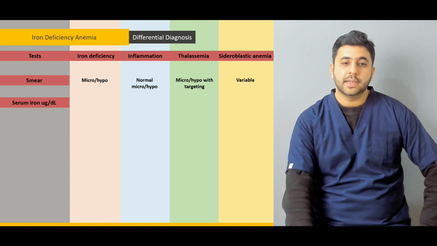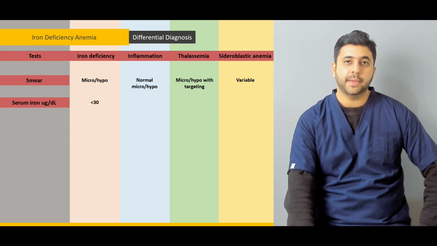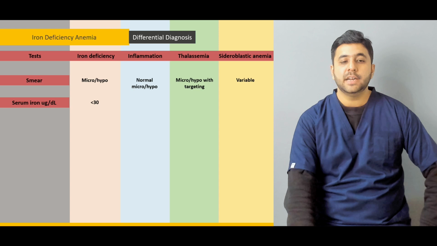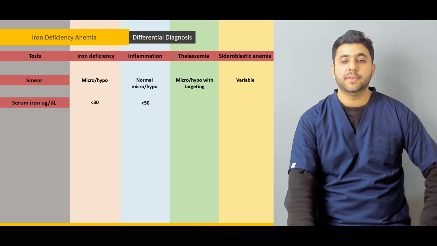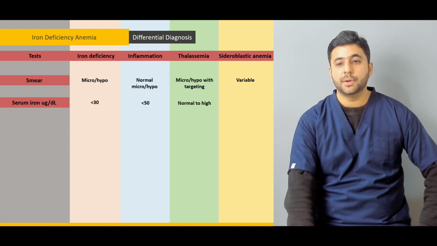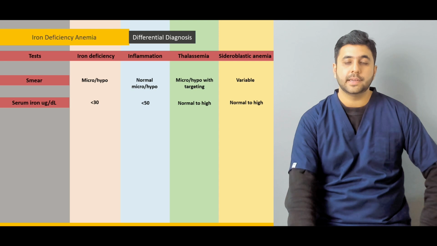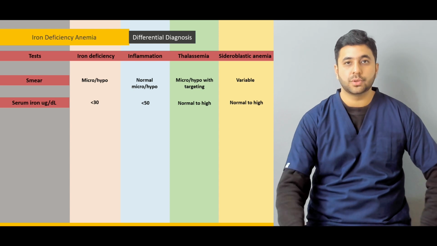Serum iron levels in iron deficiency anemia are generally low. Normal serum iron levels are around 100 micrograms per deciliter, but in iron deficiency they can be as low as less than 30. In inflammation, the serum iron levels are generally low, but not as low as in iron deficiency. They are around 50 micrograms per deciliter. In thalassemia, the serum iron will be perfectly normal or high, and similarly in sideroblastic anemia, there is no iron abnormality. The iron levels might even be higher in sideroblastic anemia because that iron is not being utilized to form the hemoglobin.